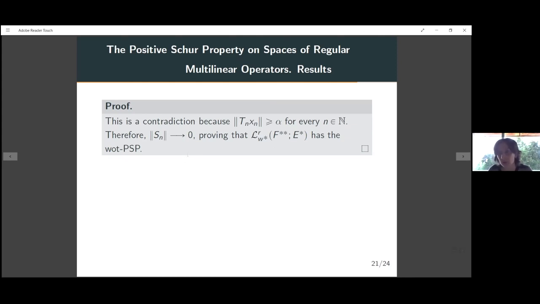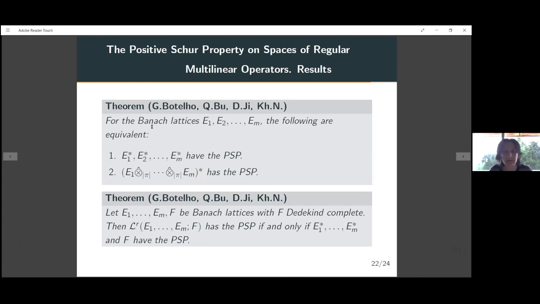So after this, I just want to introduce a couple of more results. These two are generalizations of the previous results I already showed. For Banach lattices E1, E2, and EM, the positive Schur property of the duals of these Banach lattices is equivalent to the positive Schur property of the positive projective tensor product. And also it holds that, having E1, EM, and F, all of them Banach lattices, and F being Dedekind complete, the regular M-linear operator space has the positive Schur property if and only if the duals of the spaces from E1 to EM have the PSP, and F has the PSP.